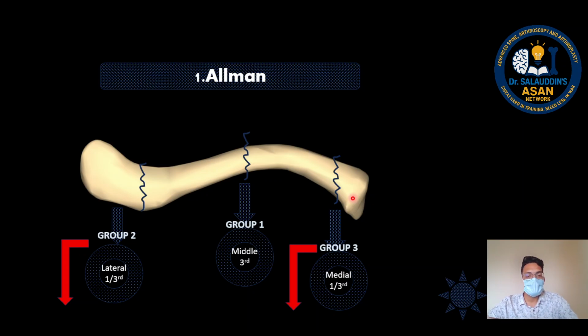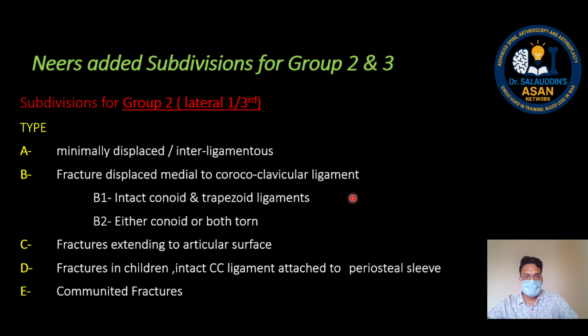He extends the group 2 fractures, that is the acromial end fractures, and the medial third fractures. The lateral third he divides into 5 types. The first type, a minimally displaced or interligamentous fracture, is type A. Type B is a fracture displaced medial to the coracoclavicular ligament, and in that, type B1 is where both the conoid and the trapezoid ligaments are intact, and only the fracture is medial to the coracoclavicular ligaments.